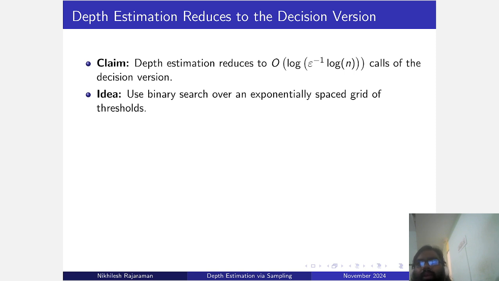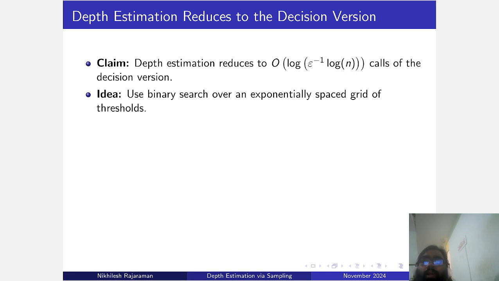So we'll start with a threshold of n by 2, and we'll check if the depth is greater than n by 2 or less than n by 2. And based on the result, we'll go to the appropriate side and then we'll repeat this process again. And this way, if we want to find the exact depth, we'll basically need log n decision queries, since we're cutting our search space in half with every single decision query we're making.